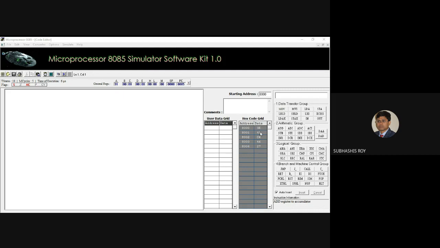So when you are adding two numbers, you can consider the two numbers like 3E and 45. When you are adding 3E with 45, you add the lower nibble first. When you add the lower nibble E plus 5, a carry is generated. That carry will automatically go to the upper nibble addition part, right? So that carry is automatically passed to the addition of the upper nibble, 3 plus 4. So 3 plus 4 is 7, 7 plus 1 is 8. So you will finally get 83 if you add 3E and 45.